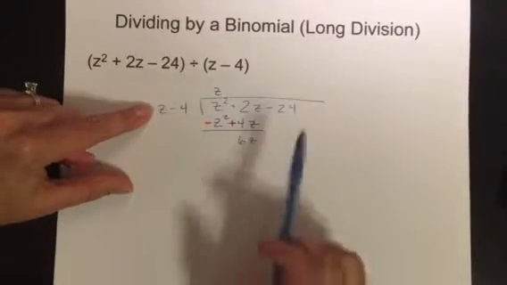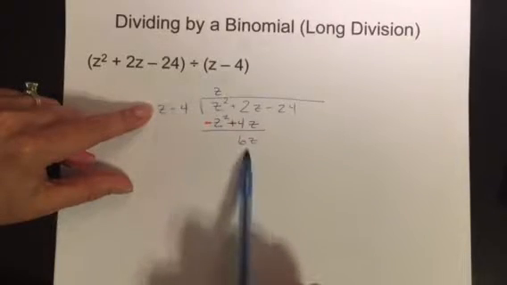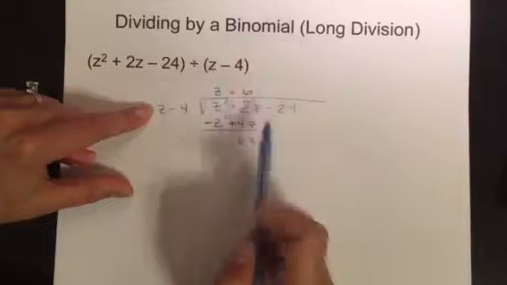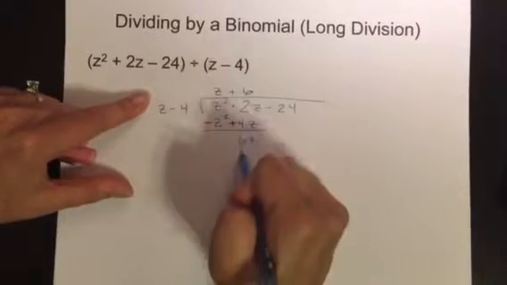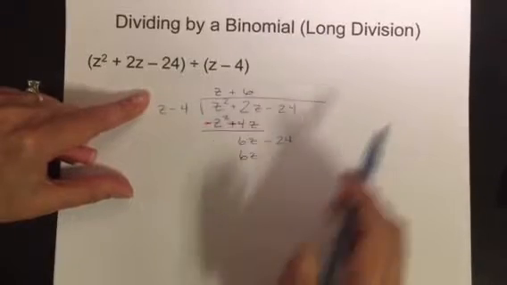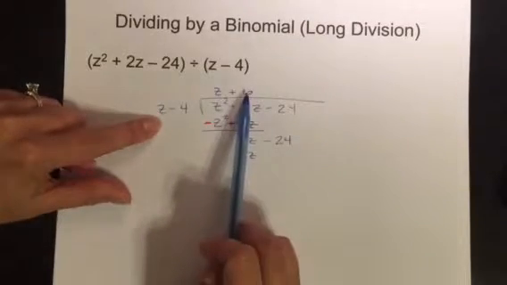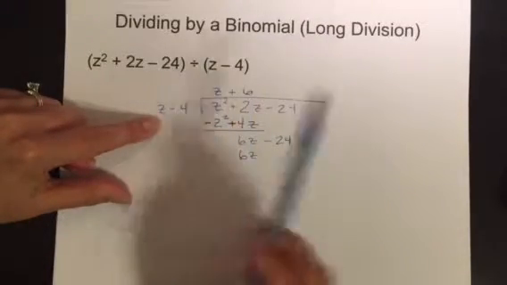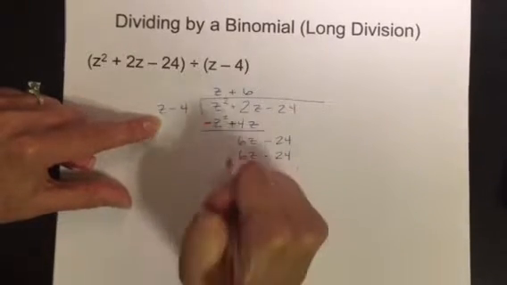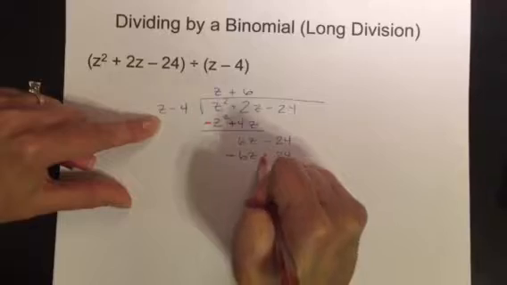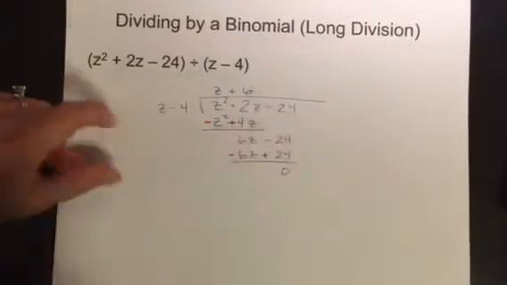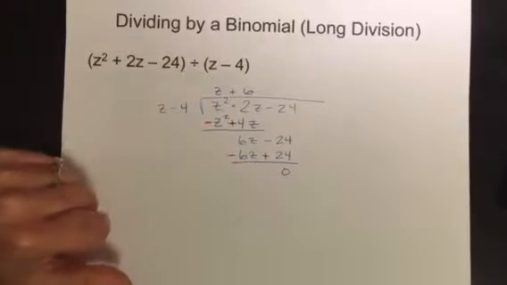So now I have to ask myself, what do I multiply by z to get to 6z? So that's going to be plus 6. So 6 times z gives me 6z. And I bring down this 24, and now 6 times -4 gives me -24. Again, I'm subtracting. So that gives me a remainder of 0.